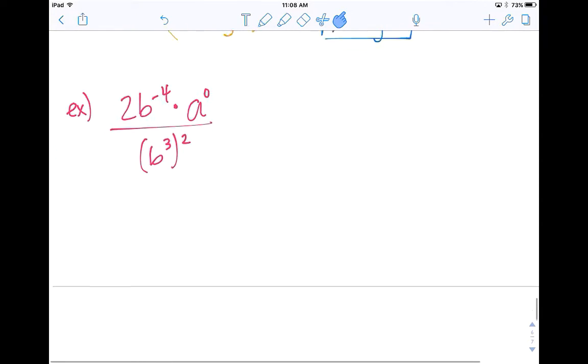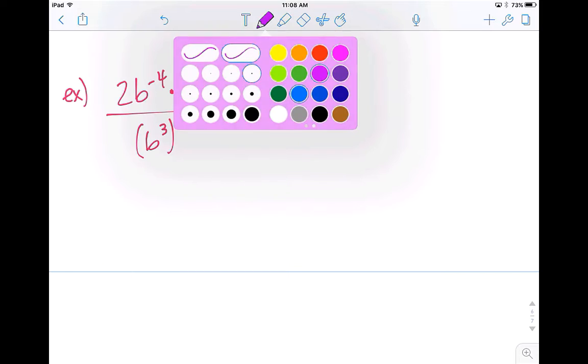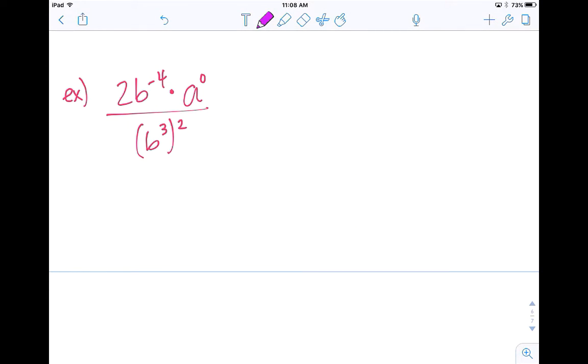All right, last one. Start with the numerator. There are 2 terms in the numerator, but they have different variables, the a and the b, so there's nothing to combine here. The only thing we might want to go ahead and do is cancel out this a to the 0 power, because if it has a 0 exponent, that means there are no a's, so there's no need in writing it there.